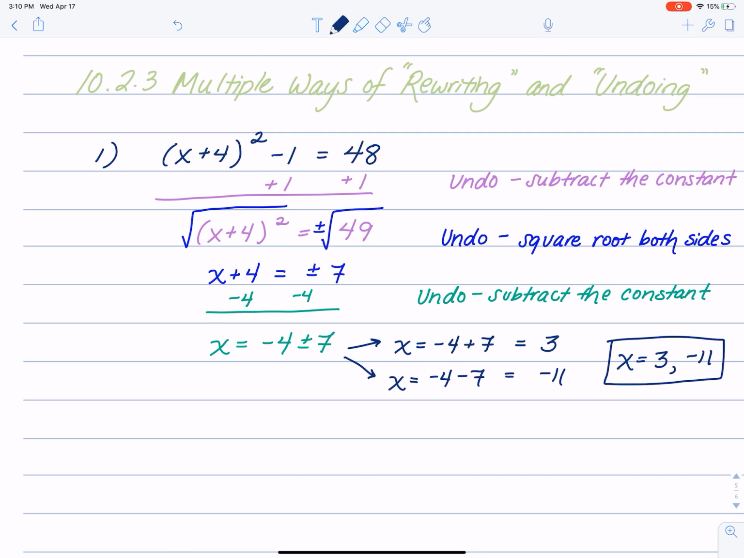And you could even think about this as a rewrite step if you really wanted to. You're rewriting using the plus or minus symbol. So we had an undo step, an undo step, an undo step, and then a rewrite step for our final answer.